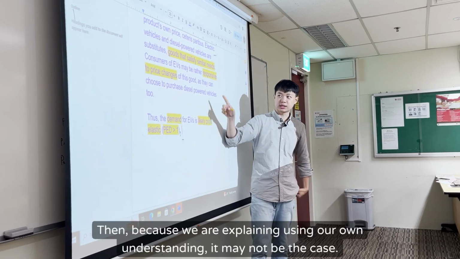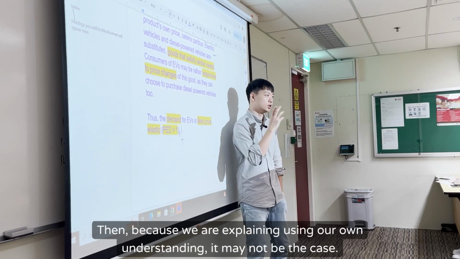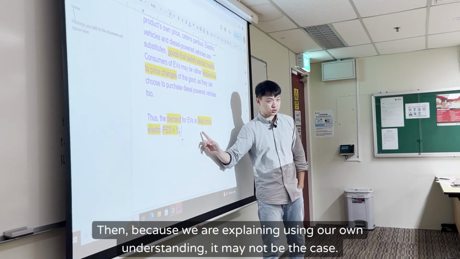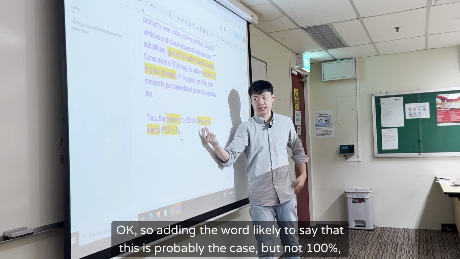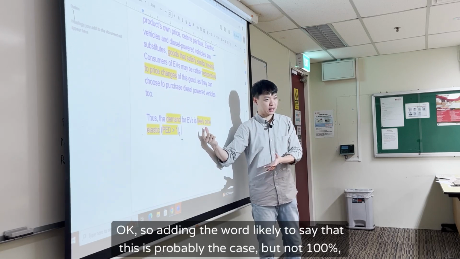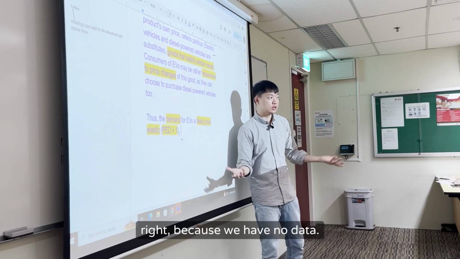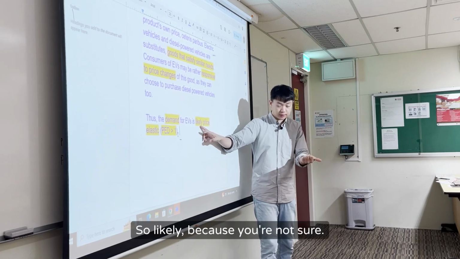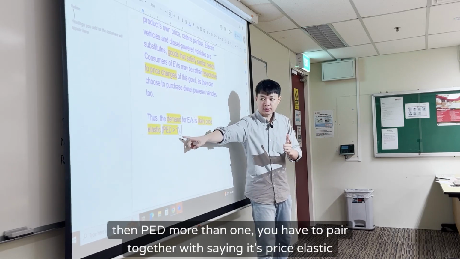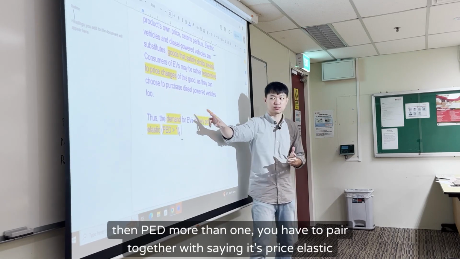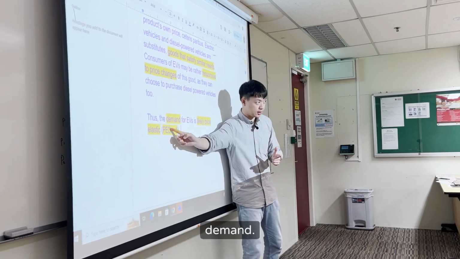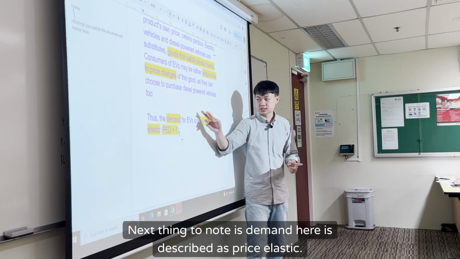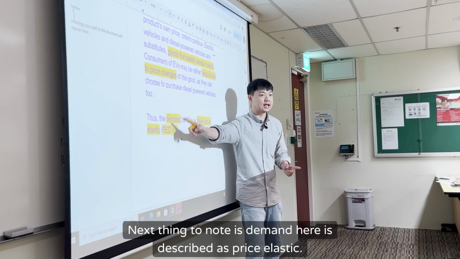Then, because we are explaining using our own understanding, it may not be the case. So add in the word likely to say that this is probably the case, but not 100%, because you have no data. So it is likely. Because you're not sure, PED more than 1, you have to pair together with saying it's price elastic demand.